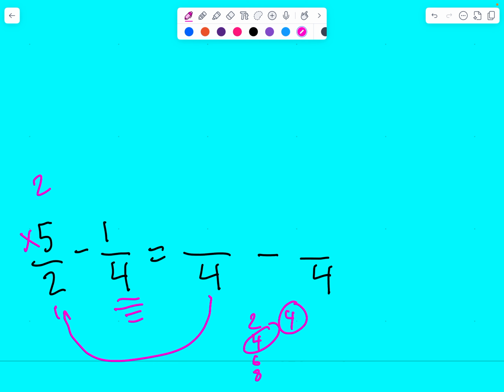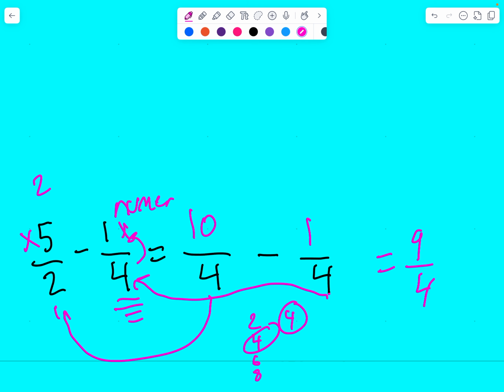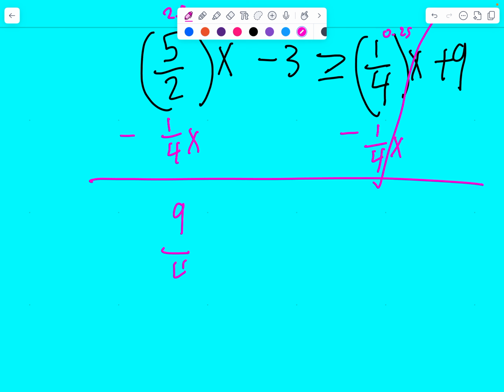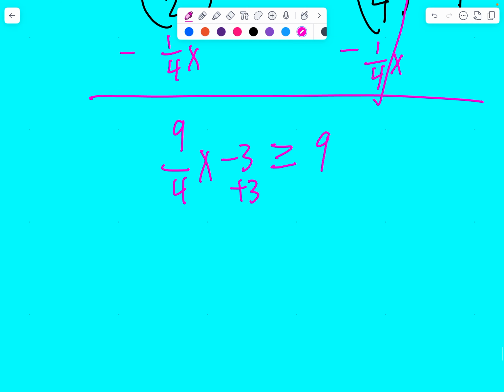What's 2 times 5? 10. So you take this number 4, you divide by this denominator, and then you multiply by the numerator. This is the numerator, y'all. So, what's 4 divided by 4? 1. What's 1 times 1? 1, which is 9/4, because I just did 10 minus 1, which is 9. And then when these don't get subtracted, they just stay the same denominator when they're the same. Okay, so I have 9/4 x minus 3 is greater than or equal to 9. I'm going to add 3 on both sides because I really want to isolate that x. So I have 9/4 x is greater than or equal to 12.